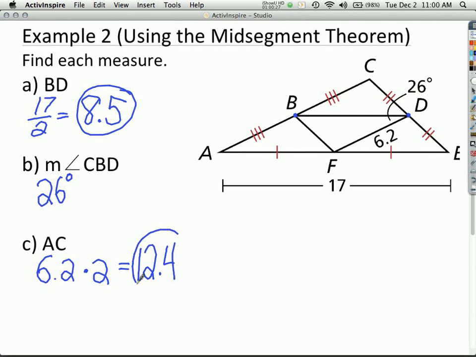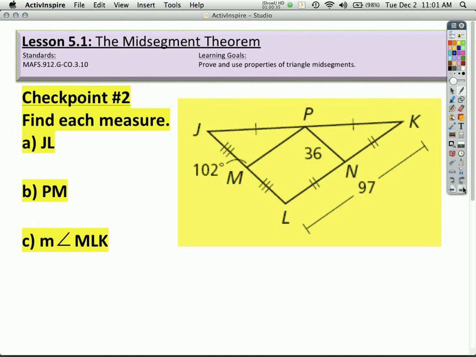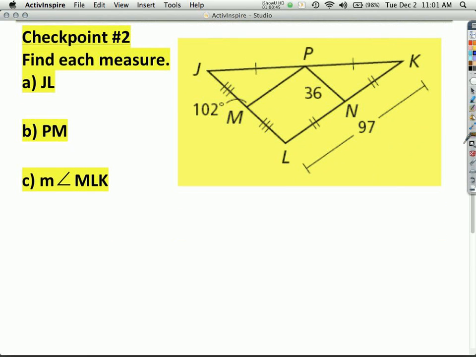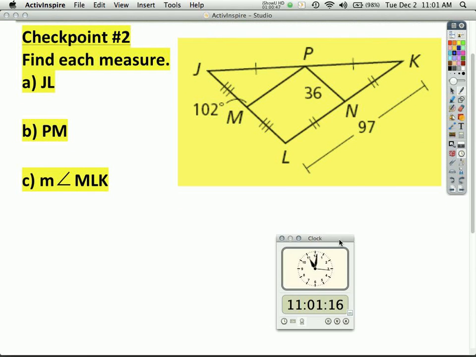Very good. Anyone have any comments, questions on how we accomplish that? Good, we're doing well with the mid-segment theorem. Let's see how you do on your own. You do not need to copy the picture, but you need to find each measurement. You got 3 measurements to find. I'm going to give you 2 minutes.